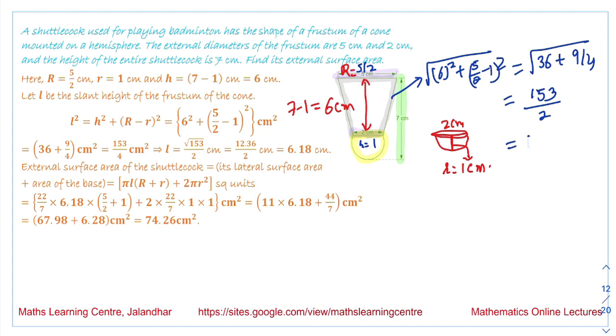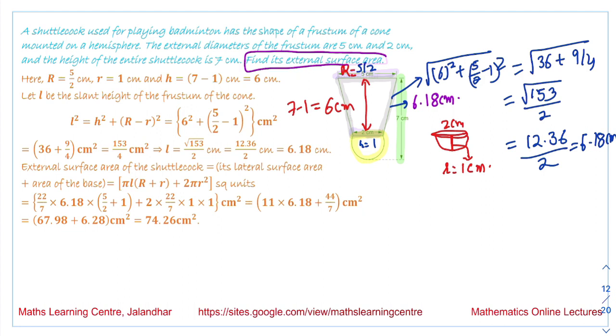On solving this, we will get 12.36 by 2, and that is equal to, square root on the numerator part only, square root of 153 by 2. So the answer on solving this, we will get is equal to 6.18 centimeter. So the slant height we have over here is 6.18 centimeters. Now we have to find the external surface area.